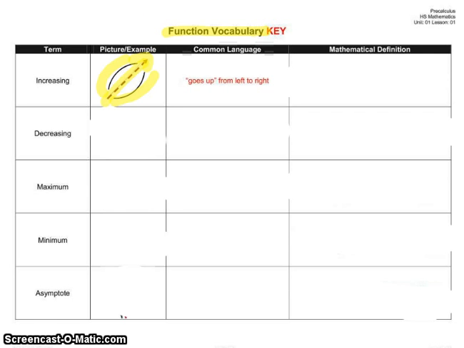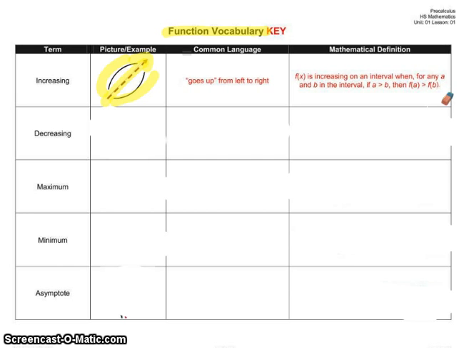Now, the mathematical definition is the function is increasing on some interval when for any value A or B in the interval, if A is greater than B, then f of A is greater than f of B. We'll talk some more about what that specifically means when we get to class.